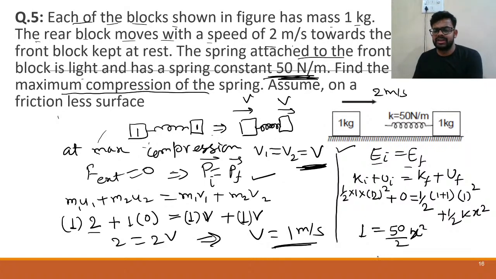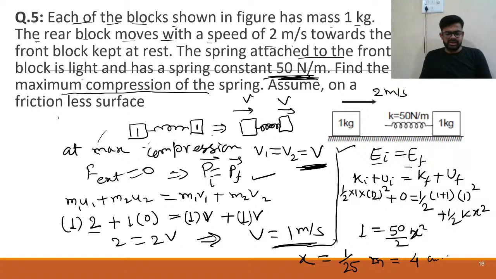So the final answer is x is equal to, we are getting 1 by 25. Okay, that's all. So we got the answer 1 by 25 meter. You can convert it into centimeter, right? So 1 by 25 meter, and if you write in centimeter, that is 100 by 25, so 4 centimeter. So 4 centimeter will be the answer for this question.